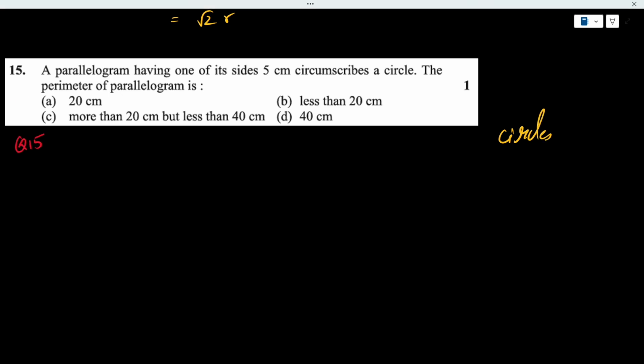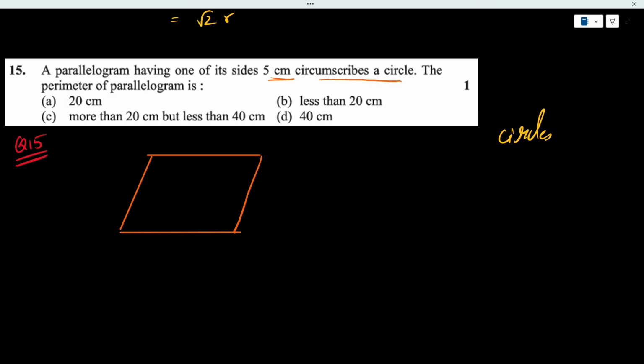What are they asking in question number 15? If you will see, they are asking: a parallelogram having one of its sides 5 centimeters circumscribing a circle. That means if a parallelogram circumscribes a circle, it is always a rhombus. You have learned a theorem also. So let us first draw the figure so you'll understand, right?